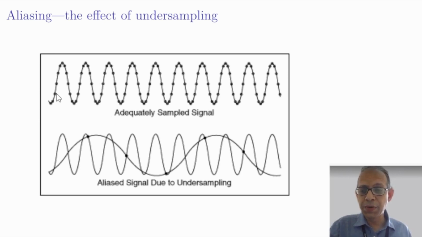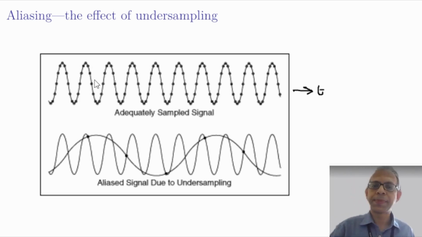Suppose this is the original continuous time signal, which is a sinusoidal signal, and suppose we take its samples at a sufficiently fast rate, the oversampling case. So these dots are showing the samples of the signal. This is the time axis. So these are the samples taken at a rate sufficiently higher than the Nyquist rate. Given these samples, we can perfectly reconstruct the original sinusoidal signal.